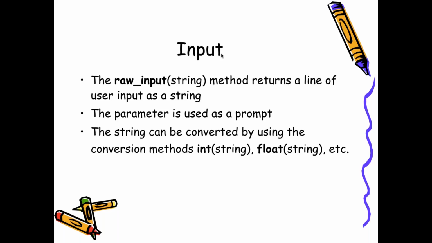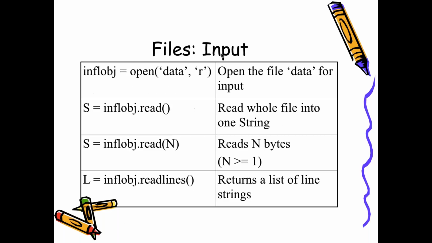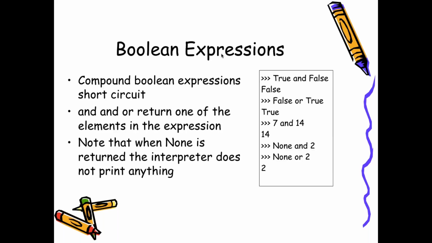And then raw input, for those of you with Python 3.5, we use input. If you remember, that allows us to take in input as a string and then return a value. And then Booleans. So 0 and None are false. Everything else is true. And then there's Boolean expressions, right? Like true or false, true and false.